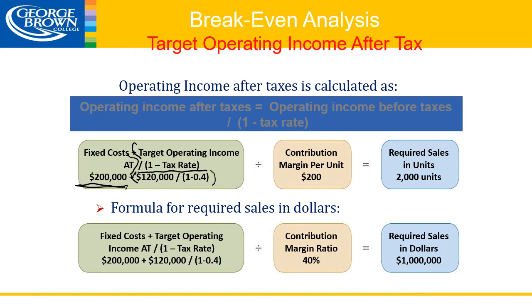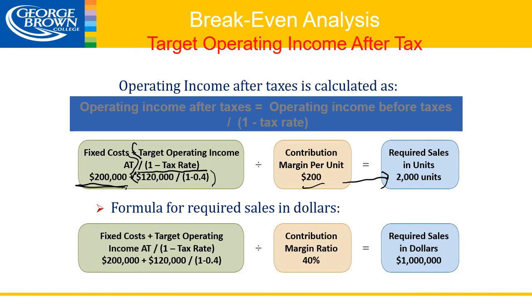We take our fixed costs of 200,000, add 120,000 divided by 1 minus 0.4, the tax rate, and then divide that by a contribution margin per unit of 200, and we get required sales of 2,000 units. At that level of sales, 2,000 units, we would cover our fixed costs of 200,000 and produce an after-tax income of 120,000.